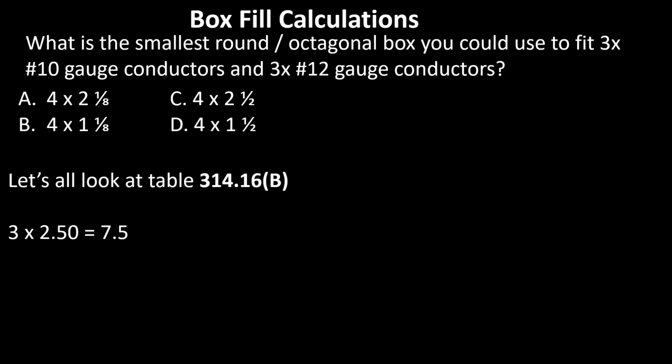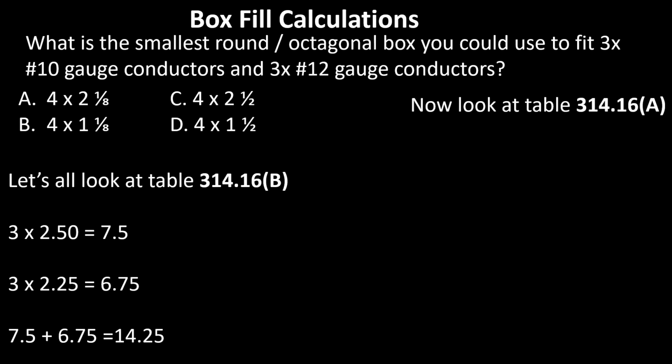Then we're going to find out what the cubic inch volume is for a 12-gauge conductor. And in this case, it's 2.25. So we take 3 multiplied by 2.25, and that's going to give us 6.75. Now, when we add those together, it's going to give us 14.25. So that's step 1 done. We needed to find our total cubic inch volume. Now we're going to find the smallest box. So we're going to head to table 314.16(A).